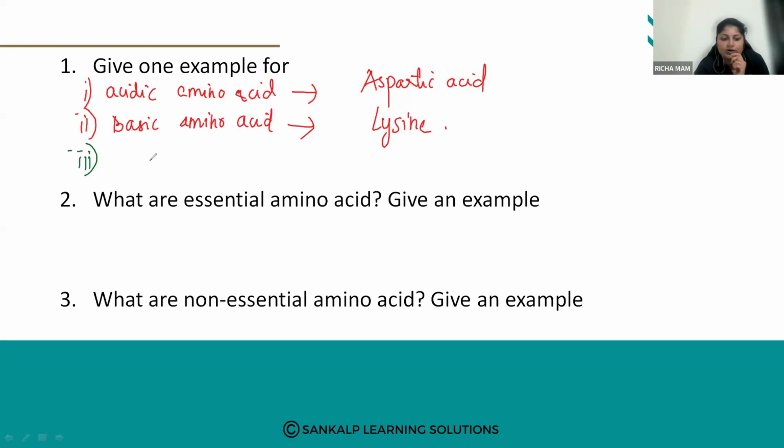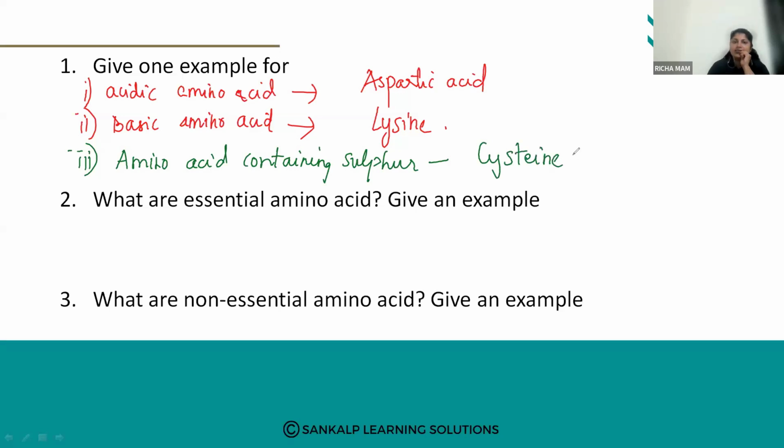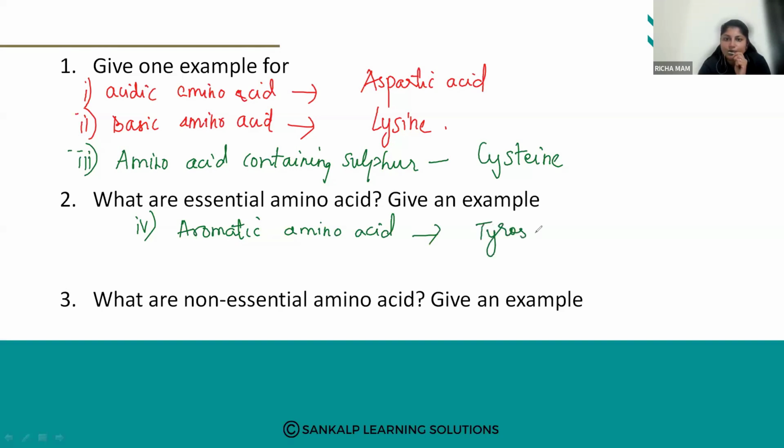Then if they ask you, give an example for an amino acid containing sulfur. In the structure, if there is a sulfur, which is the example? It is cysteine. Then give one example for aromatic amino acid. Which will be an example for aromatic amino acid? It is tyrosine.